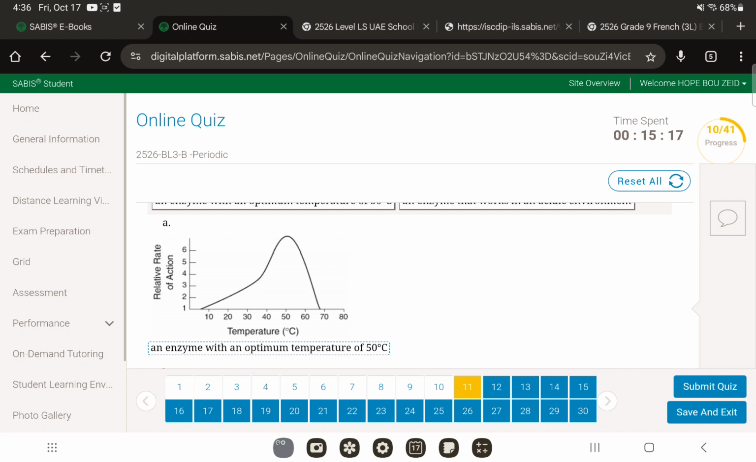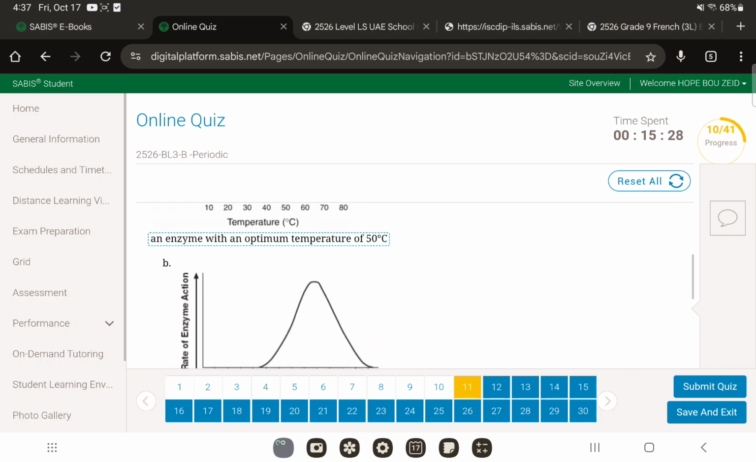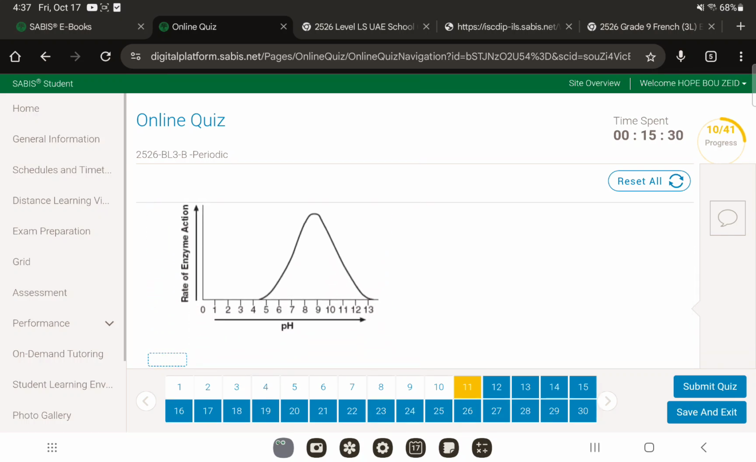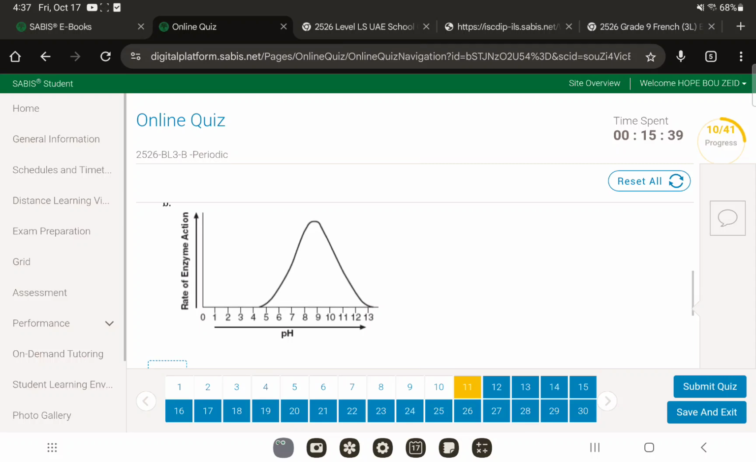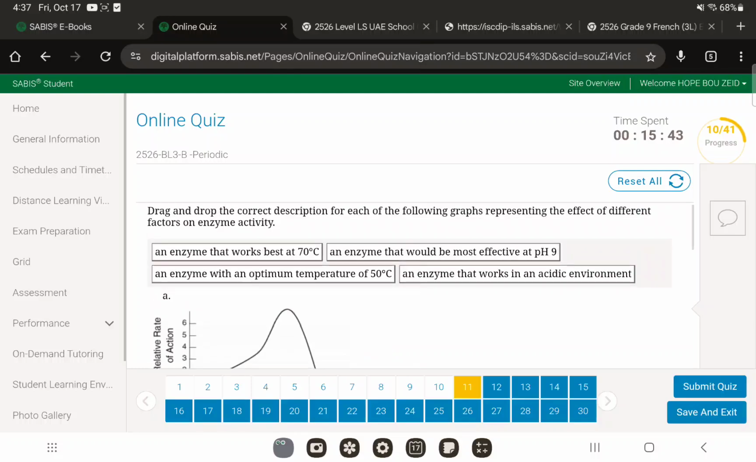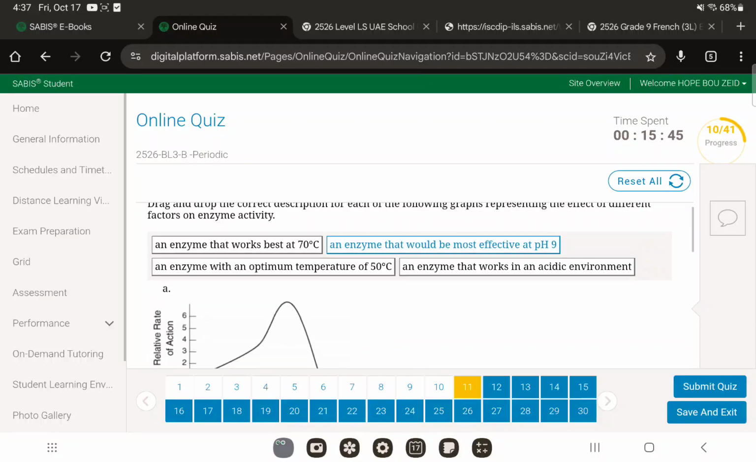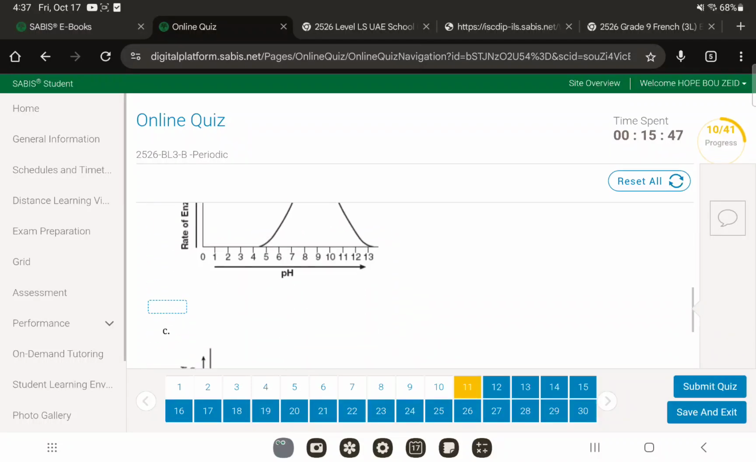And of course, optimum also is used for pH. So the optimum pH would be the best possible pH for that enzyme. Next, like I said, the best possible pH is the optimum pH. So here in this one, the optimum pH is 9, an enzyme that would be most effective at pH 9.